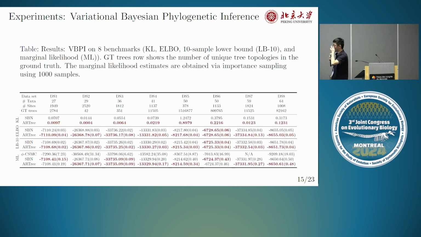We also did a comparison on 8 benchmark data sets in terms of KL divergence, ELBO, and the 10-sample ELBO, which is the training objective, and also the marginal likelihood estimation. In all criteria, AR tree outperforms SBN.